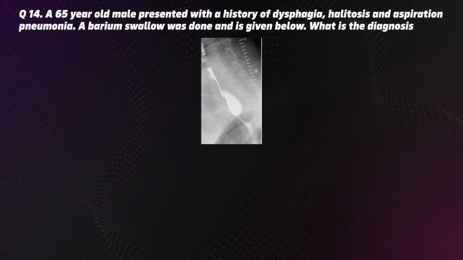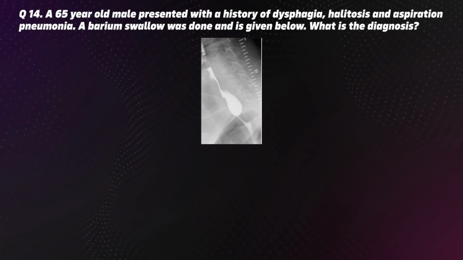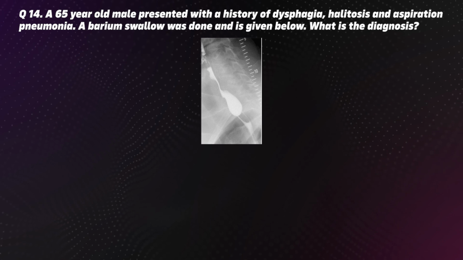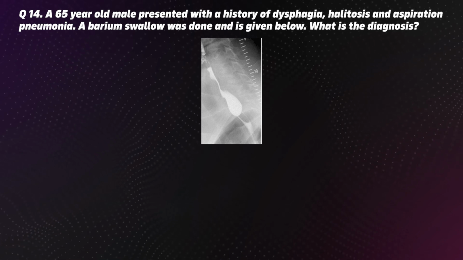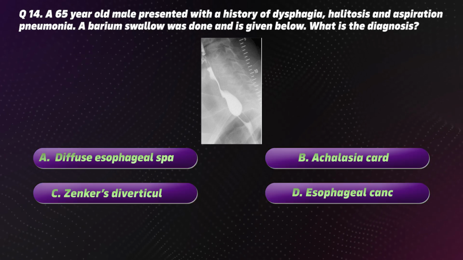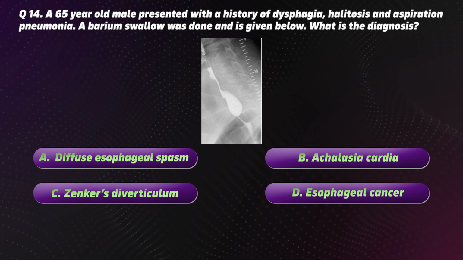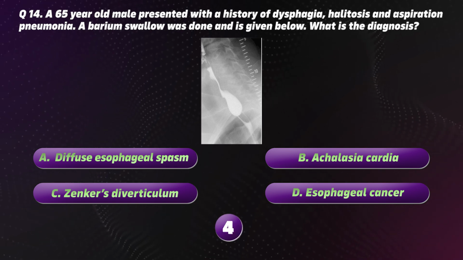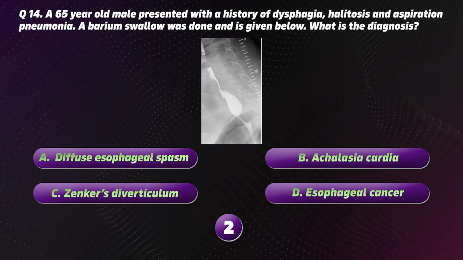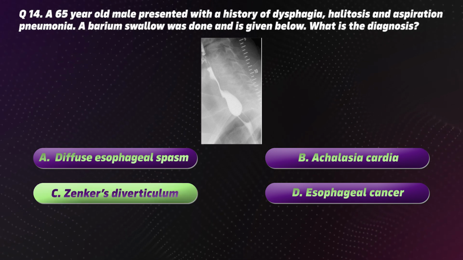Question 14. A 65-year-old male presented with a history of dysphagia, halitosis, and aspiration pneumonia. A barium swallow was done and is given below. What is the diagnosis? Here are the options. A. Diffuse esophageal spasm. B. Achalasia cardia. C. Zenker's diverticulum. D. Esophageal cancer. And the correct answer is option C, Zenker's diverticulum.